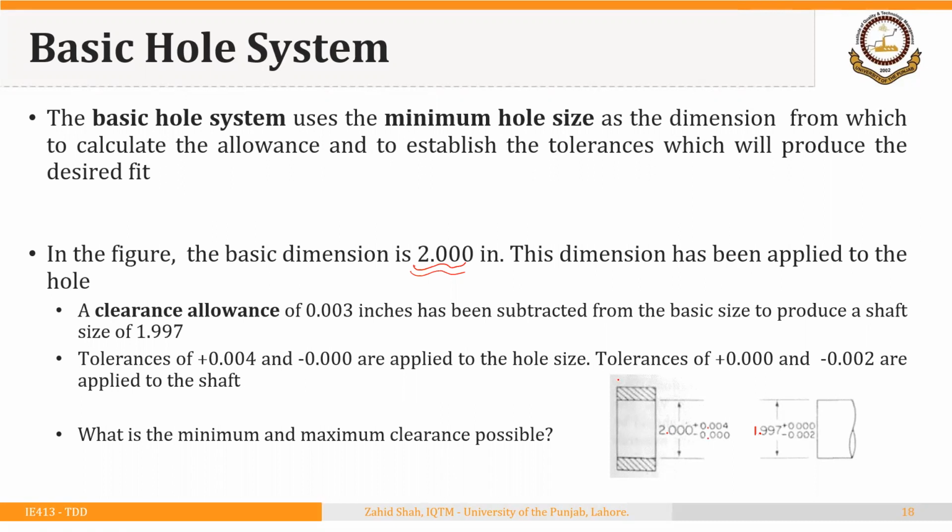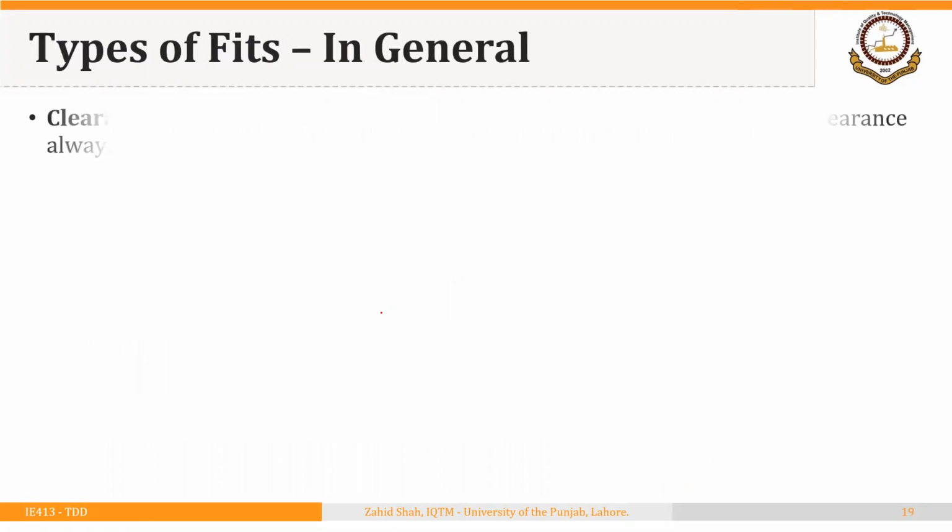Right? So the smallest hole that we can make in this case is having a size of 2.000 and the largest shaft can have a size of 1.997. So that is the minimum clearance, that is actually 0.003 that we can achieve in this case. So that is the case of a clearance fit. When we are going to design an interference fit, then the shaft will be larger than the hole, or to be exact, even the smallest shaft will be larger than the largest hole. So we will see this concept in detail when we will solve examples of design of fits.